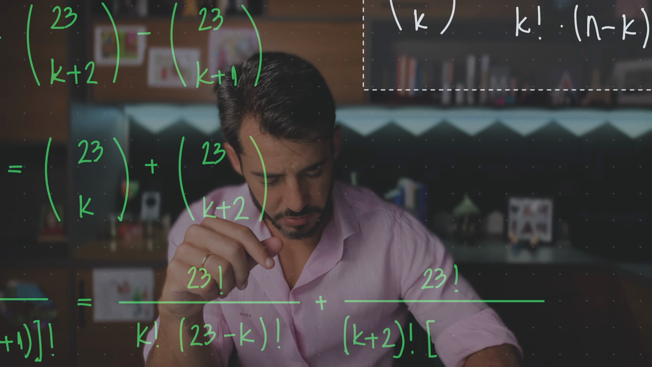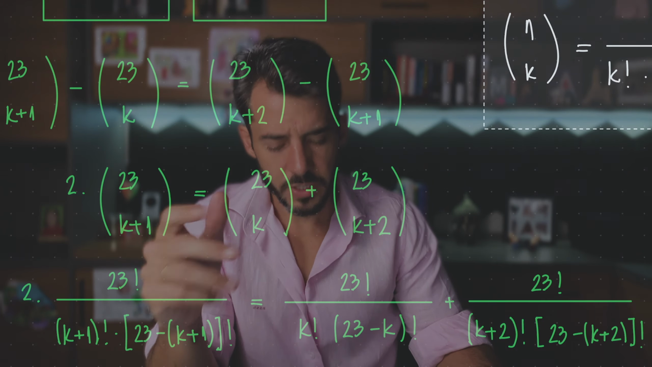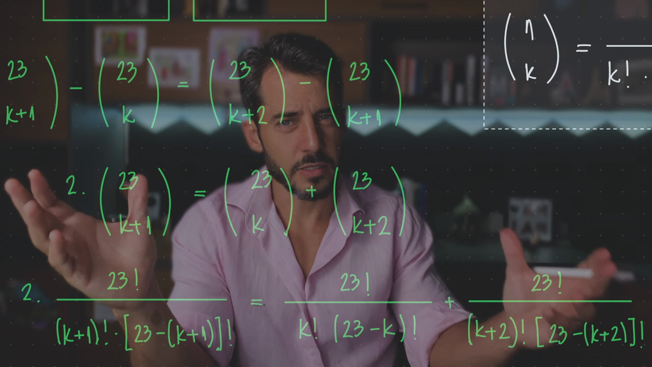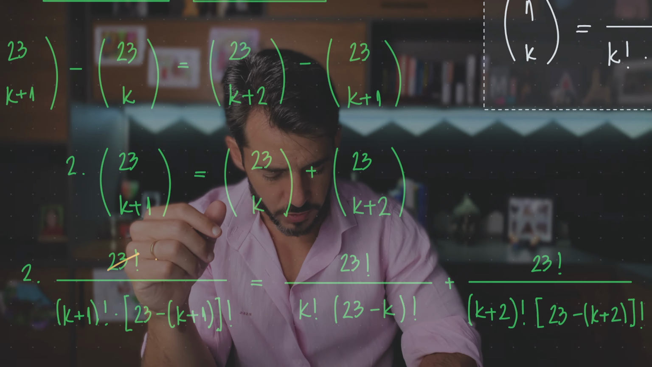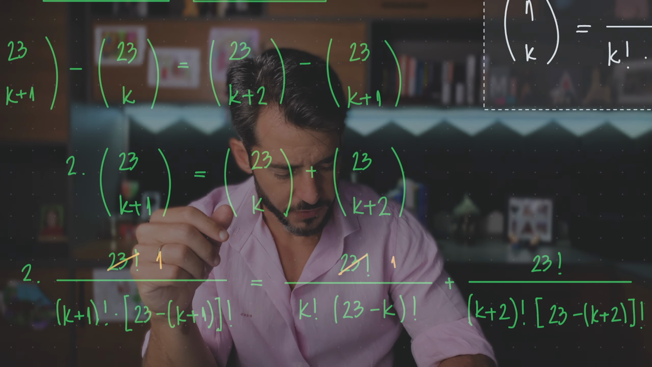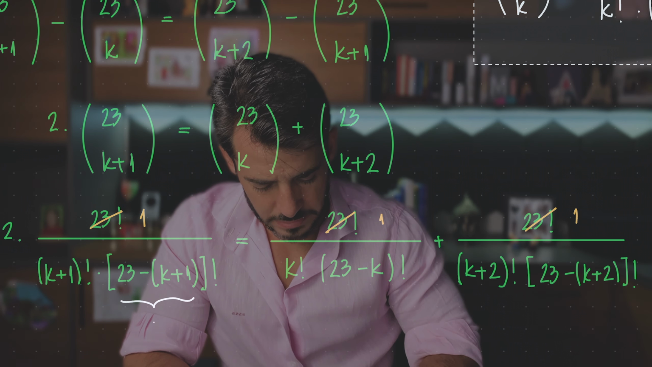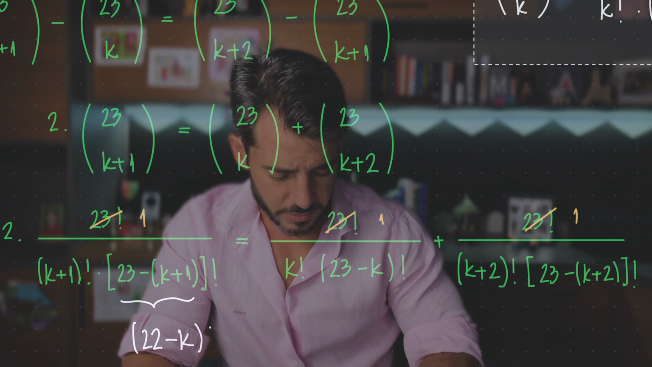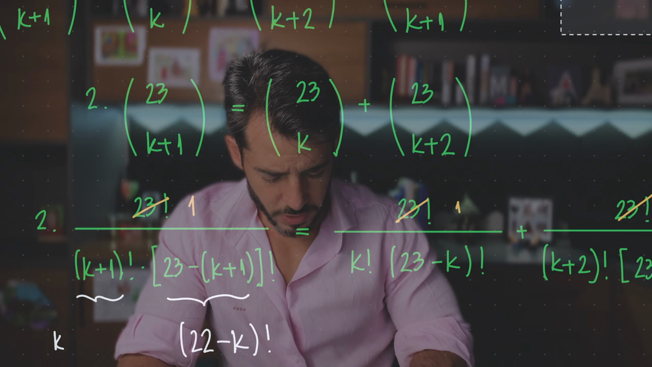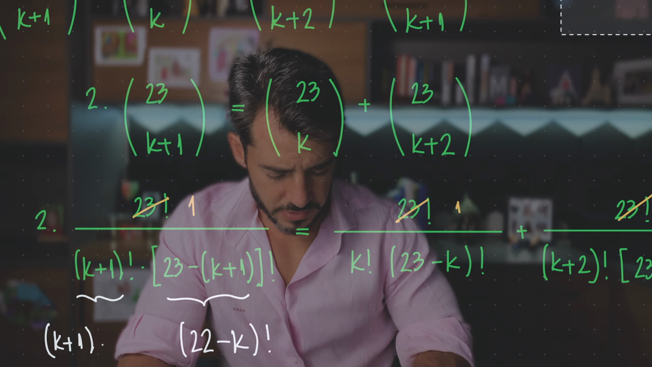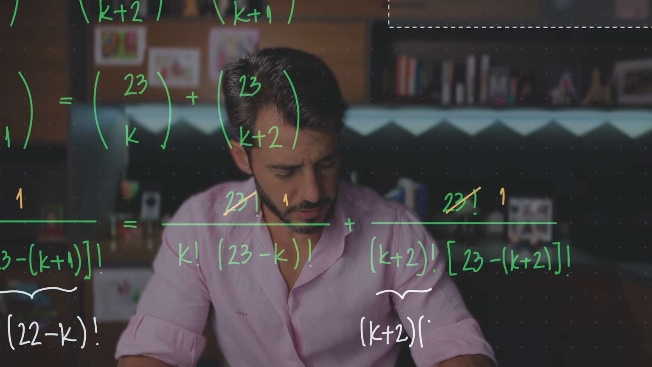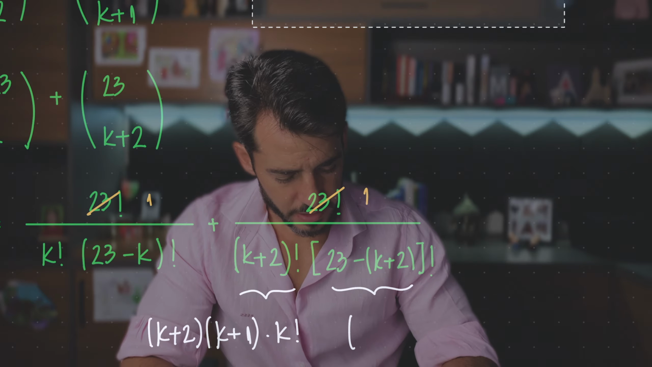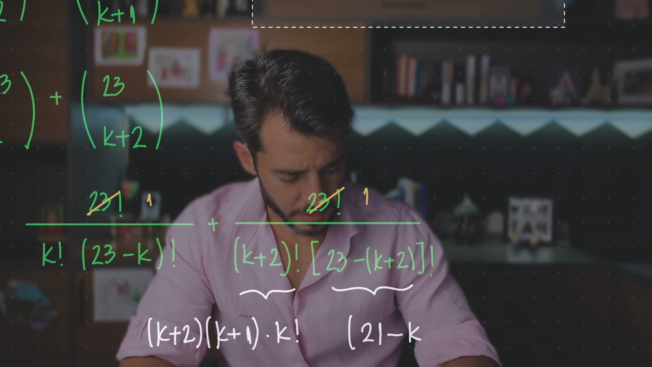Now we can simplify all these 23 factorials because we can just divide the whole equation by 23 factorial, so we end up with lots of ones here, here, and here. We can also rewrite this as (22 minus k) factorial. We can rewrite this as (k+1) times k factorial. Same thing over here, (k+2)(k+1) times k factorial, and this guy as (21 minus k) factorial.